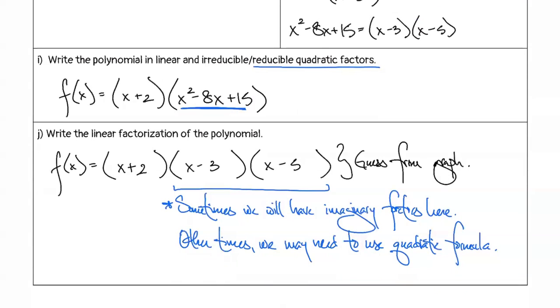But you might be wondering, how are we going to know if we have imaginary factors? It turns out that these imaginary factors come from what we're going to call irreducible quadratic factors. So knowing whether something is reducible or irreducible is actually going to be really important.